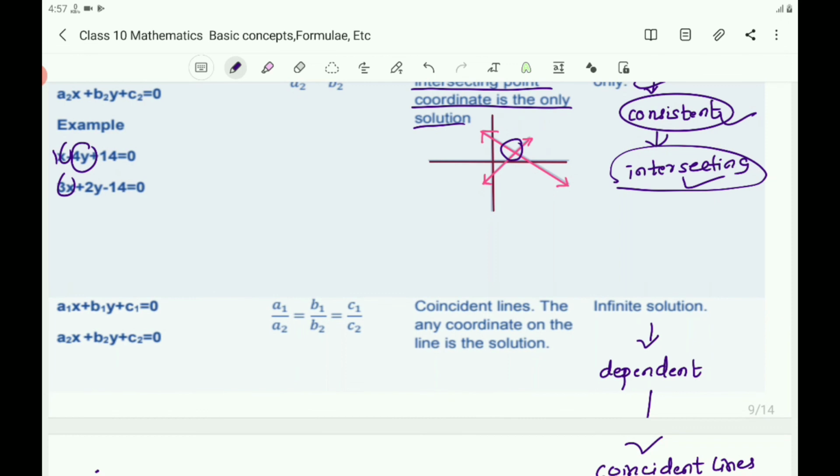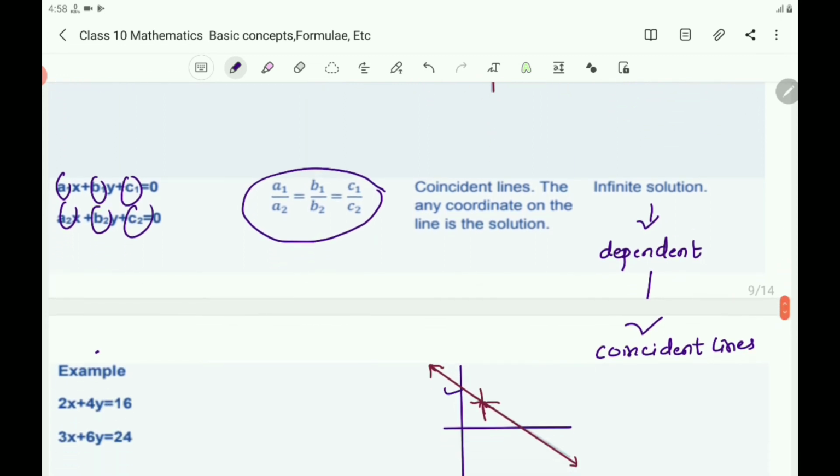Next you take about the coincident lines. Coincident lines, you know that coincident lines are having infinite solution. So when they become coincident, what is the relation between the ratio and the nature? So here you know that again a1 by a2 equals b1 by b2 equals c1 by c2. If a1 by a2 equals b1 by b2 equals c1 by c2, they are coincident lines. They lie one on the other. They are superimposing. Means they are having infinite solution.